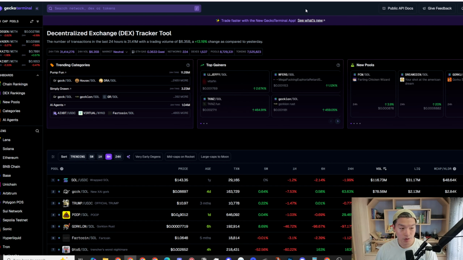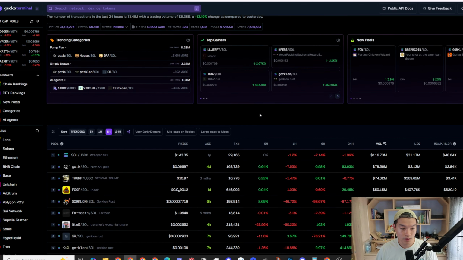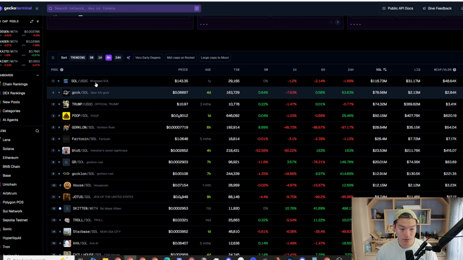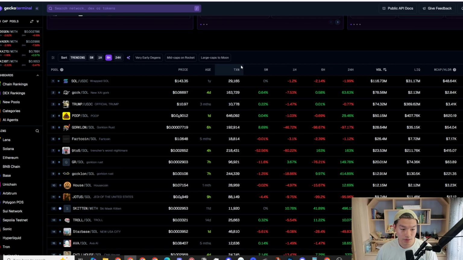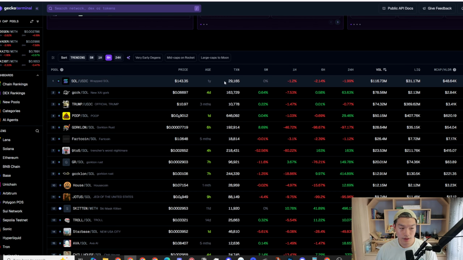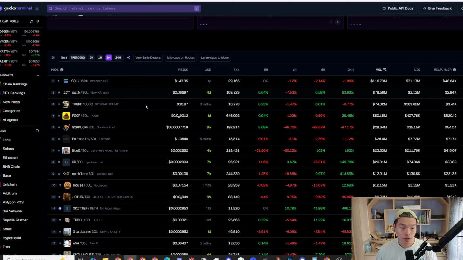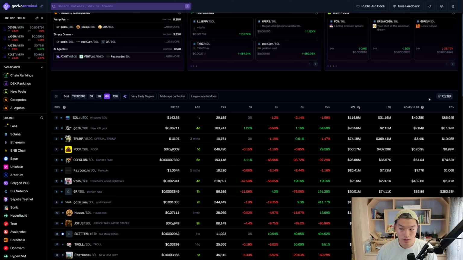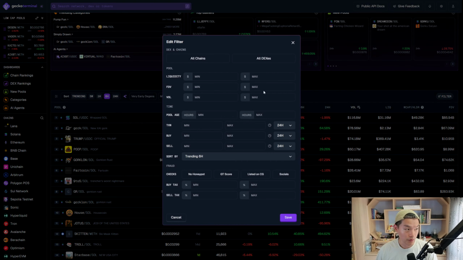So if we hop to Gecko Terminal, you could see that a lot of these tokens are going to be meme coins or new tokens that are trending if you don't put on any filters. And sometimes these pools could be profitable, but a lot of times it could also be much higher risk. So what we're going to do here is click that filter button, and you can have your own parameters.